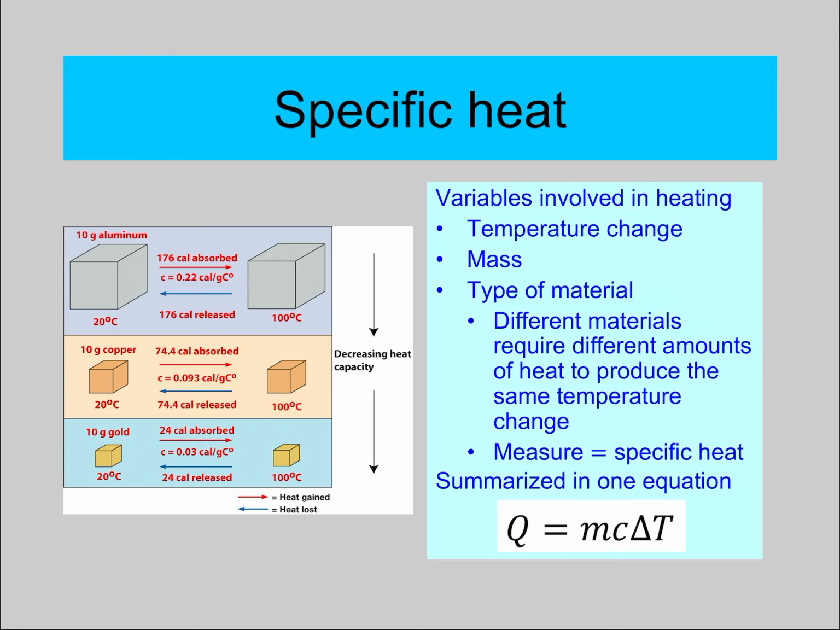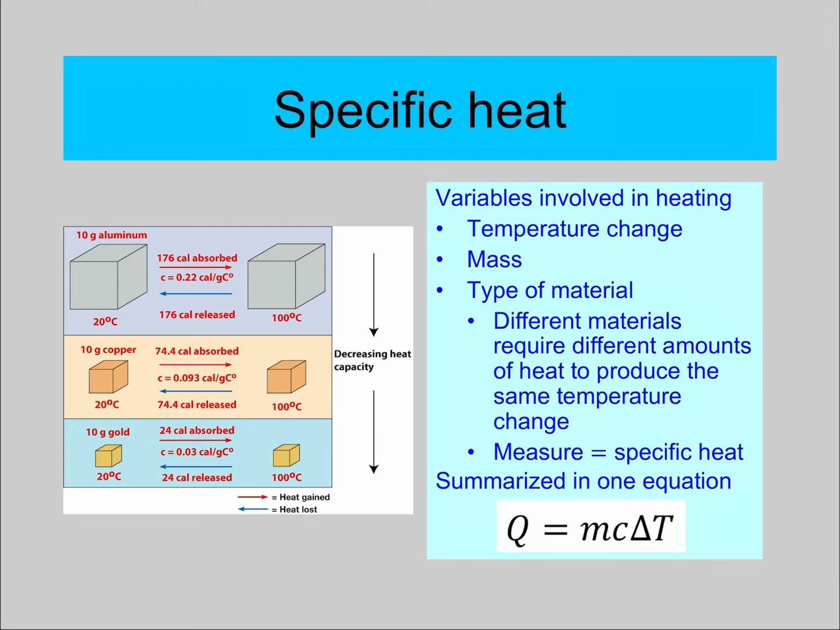So in the end, we get a measure of specific heat. And I call this the MCAT equation. So hopefully you can see why: m, c, and the delta triangle looks like an A, T. So looking at the image, we have 10 grams of each substance, 10 grams of aluminum, 10 grams of copper, and 10 grams of gold. We can see that the size of the cubes gets smaller.